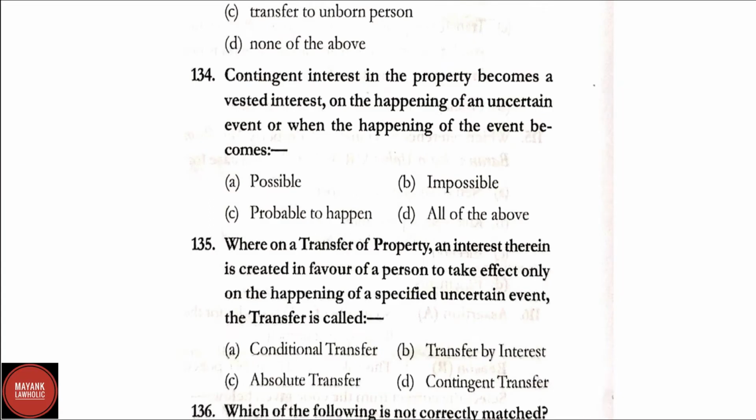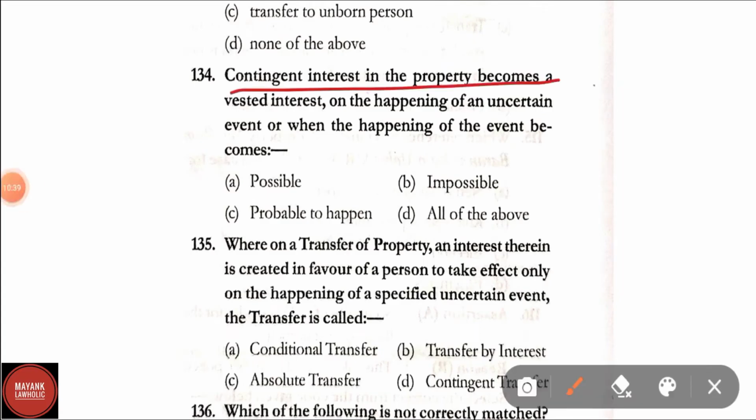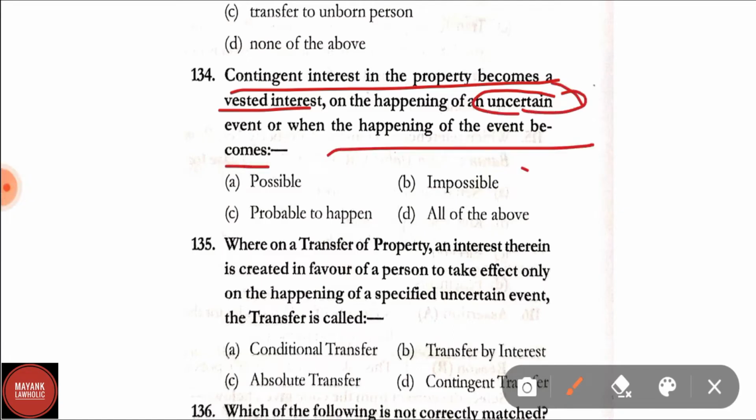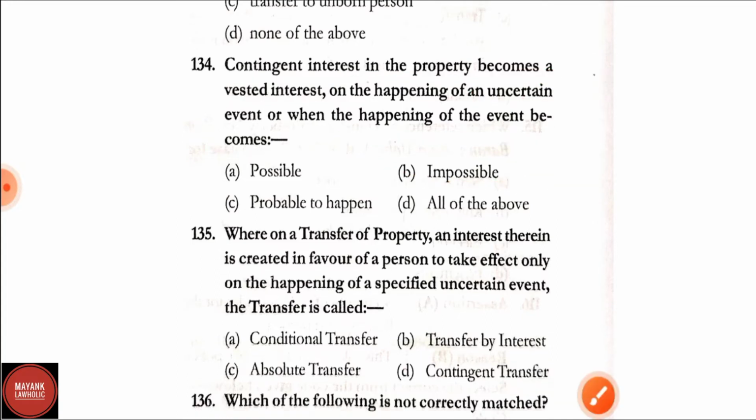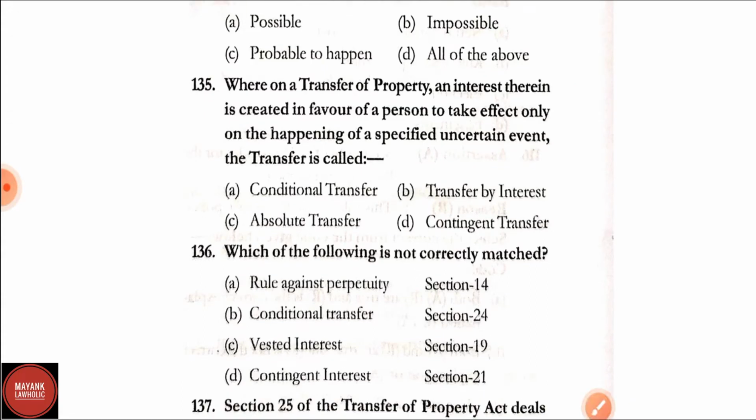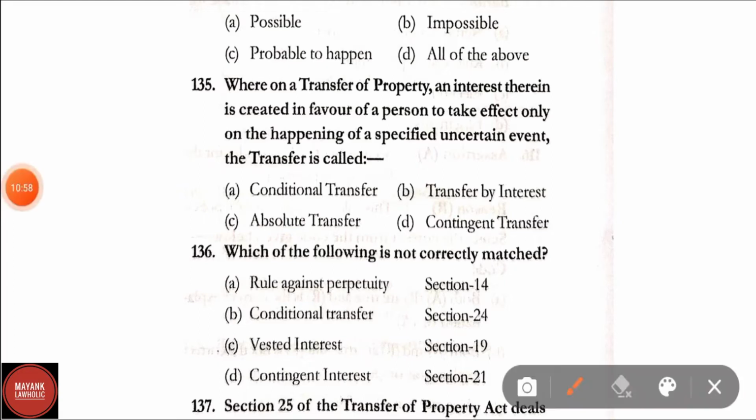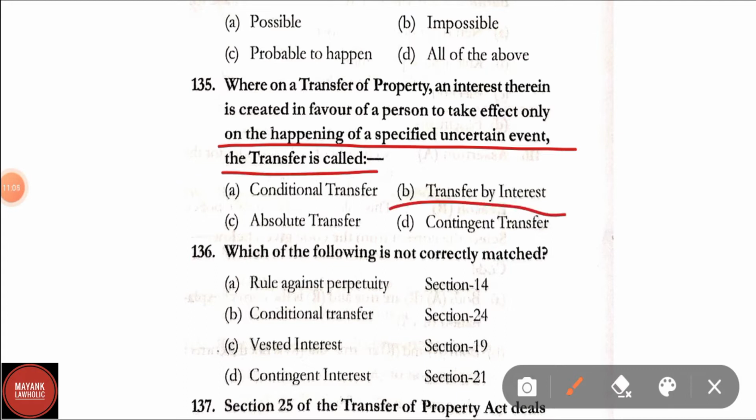Question number 134. Contingent interest in the property becomes a vested interest on the happening of an uncertain event when the happening of the event becomes possible, impossible, probable to happen, all of the above. Here correct answer is option B, that is impossible. Question number 135. Where on a transfer of property an interest therein is created in favor of a person to take effect only on the happening of a specified uncertain event, the transfer is called a contingent transfer.